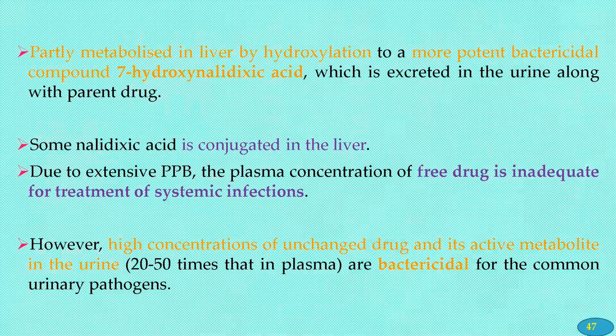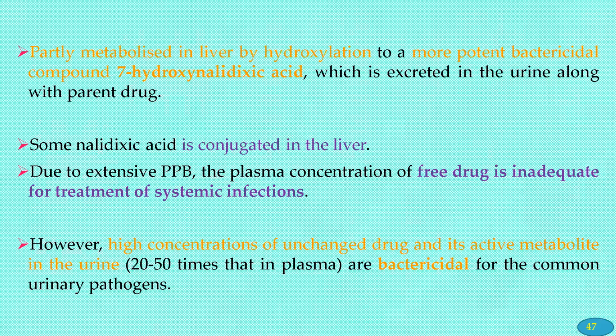7-hydroxynalidixic acid. So some nalidixic acid is conjugated in the liver, and also due to the very high plasma protein binding, or PPB, the plasma concentration of the free drug is inadequate for the treatment of systemic bacterial infections. So it is not used for systemic bacterial infections other than UTI.